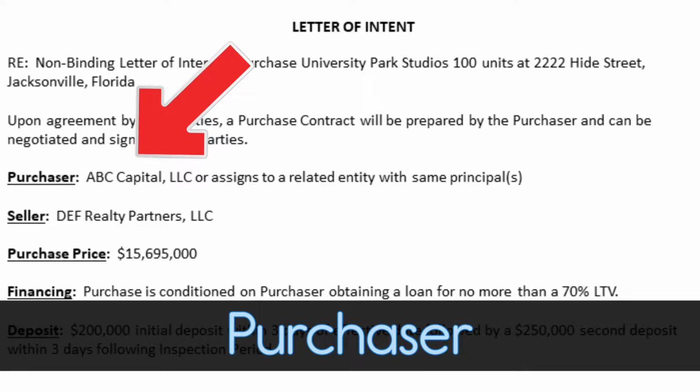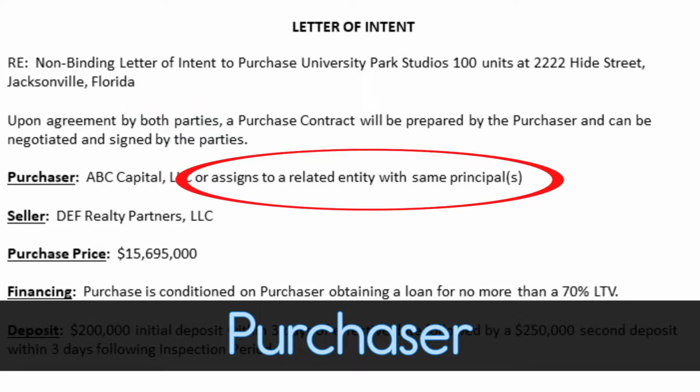Next up, you're going to say who the purchaser is. Now, if you already have an entity formed that you know you're going to buy this with, you're going to use that entity. If you don't know what the entity is that you're going to use, or you're going to create one during the period, as long as you put "or assigns" to a related entity with the same principal, that tells the seller, hey, there's no funny business here. I'm going to be the one who's going to buy it. If I go to a different company or create a new company, I'm still the guy who's going to be on it. You just want to point that out so they don't feel like you're going to flip this property to someone else later.